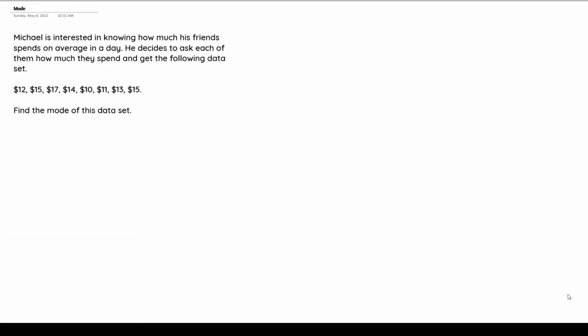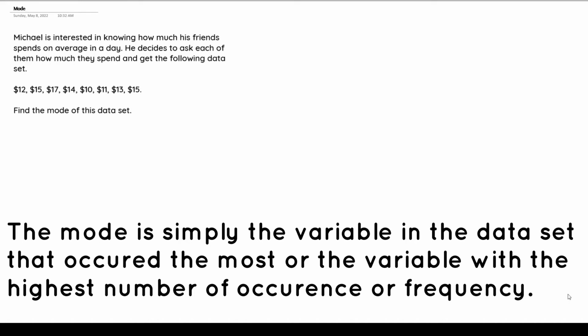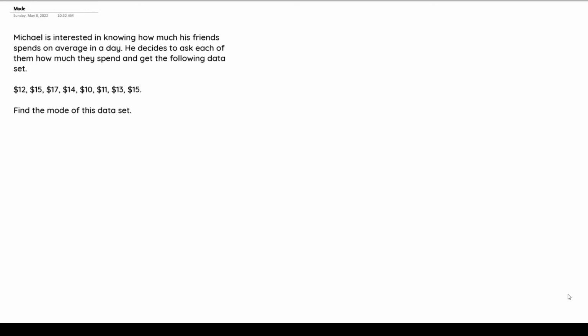So for today's video, we will be talking about the mode of a dataset. In simple terms, the mode is the variable in the dataset that occurred the most, or we can say the mode is the variable in the dataset that has the highest frequency or the highest occurrence. So let's kickstart the concept of the mode by using this dataset of ours.